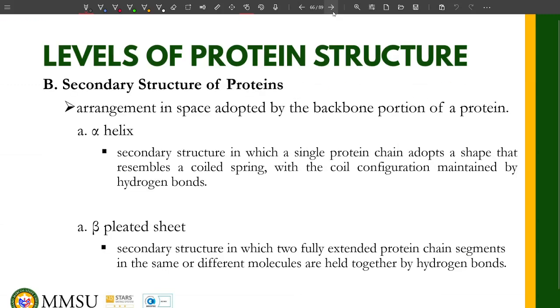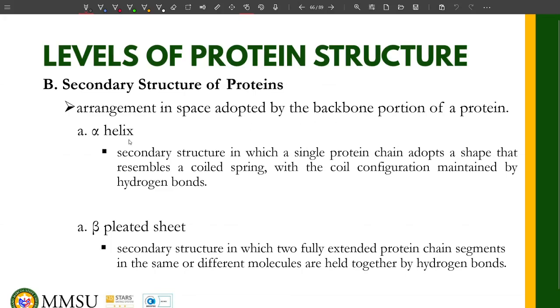And then, we proceed now with the secondary structure of proteins. Dito naman, it is about the arrangement in space adopted by the backbone portion of a protein. So, for instance, you have your primary structure na, and then you try to have it a 3D shape. Ayun, or shape in space. So, yun na yung secondary structure. It could be an alpha helix or a beta pleated sheet. Minsan, alpha or beta lang yung tawag niya. Minsan, alpha helix, minsan, beta pleated.